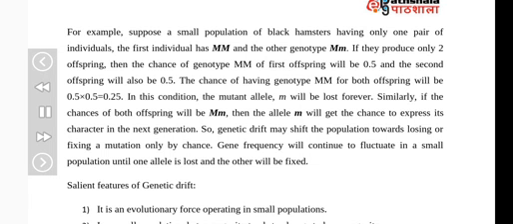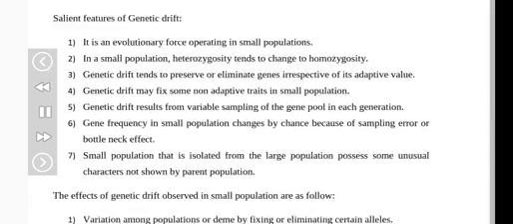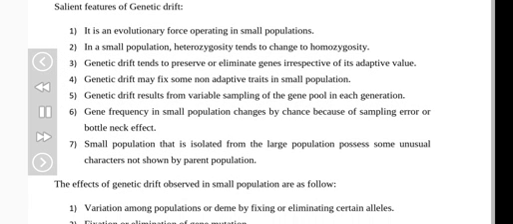Gene frequency will continue to fluctuate in a small population until one allele is lost and the other is fixed. Salient features of genetic drift. 1. It is an evolutionary force operating in small populations. 2. In a small population, heterozygosity tends to change to homozygosity. 3. Genetic drift tends to preserve or eliminate genes irrespective of their adaptive value. 4. Genetic drift may fix some non-adaptive traits in a small population. 5. Genetic drift results from variable sampling of the gene pool in each generation. 6. Gene frequency in a small population changes by chance because of sampling error or bottleneck effect. 7. A small population that is isolated from the large population possesses some unusual characters not shown by the parent population.